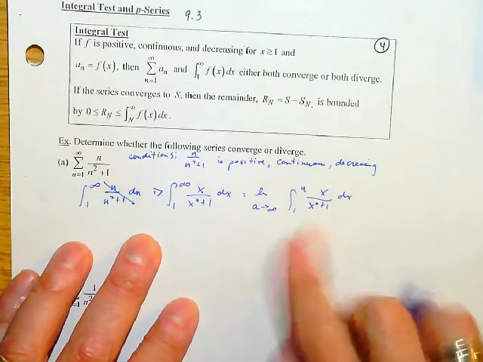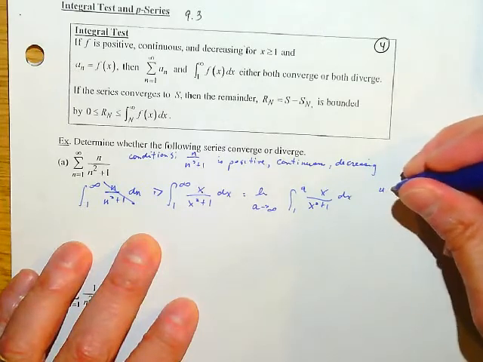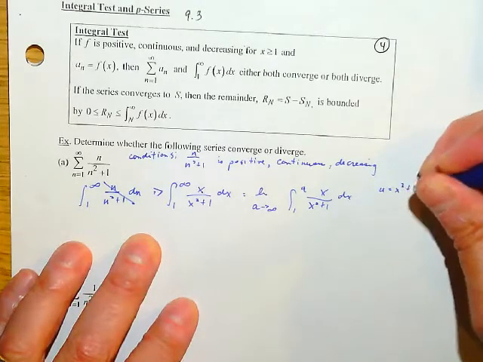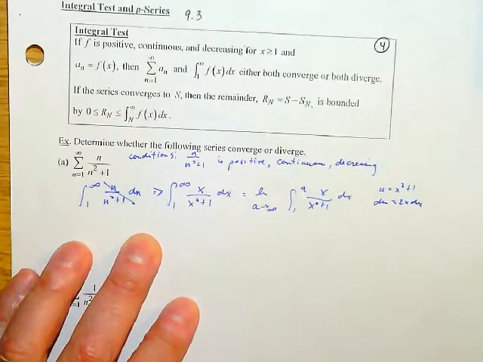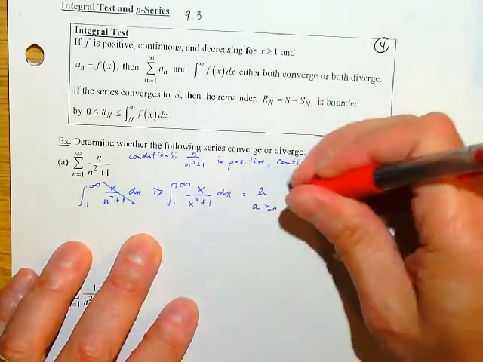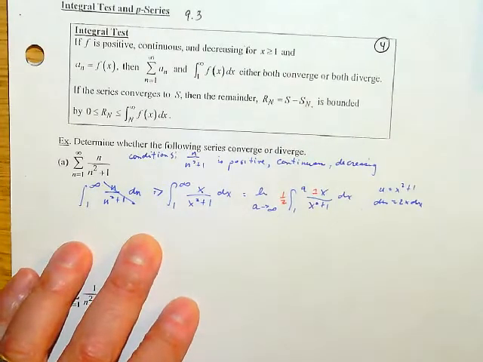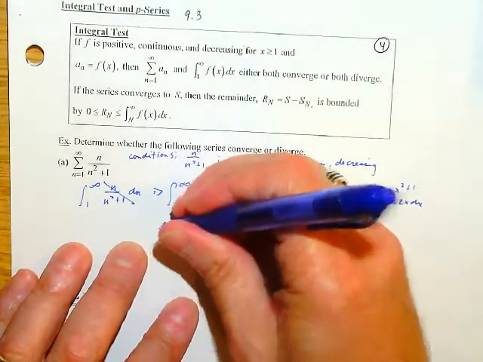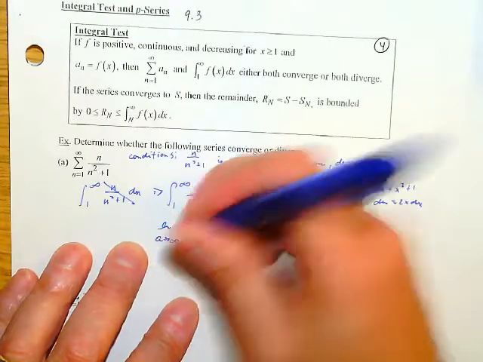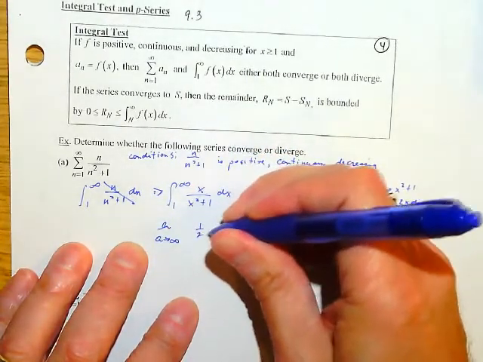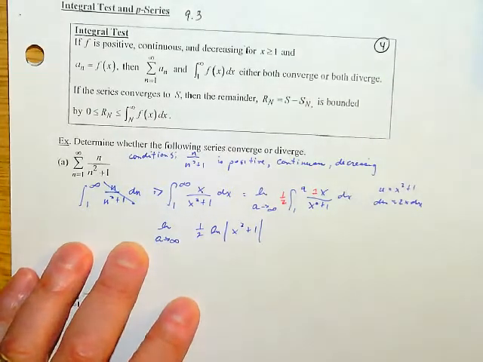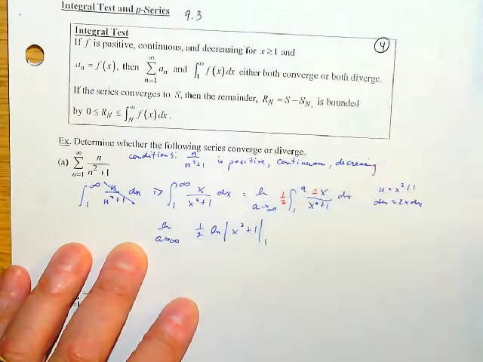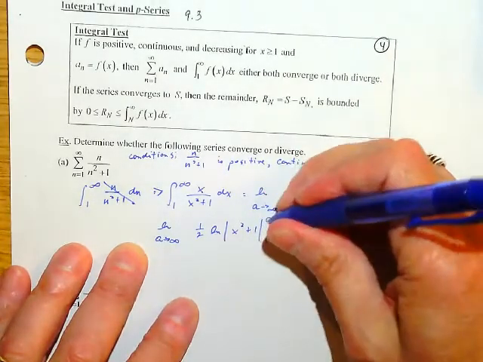Well, it kind of looks like u prime over u. Let's try it. u equals x squared plus 1. du would be 2x dx, so I need to squeeze in a 2, and need to squeeze in a 1/2. And we would get the limit as a approaches infinity of 1/2 natural log absolute value x squared plus 1, and evaluate that from 1 to a.